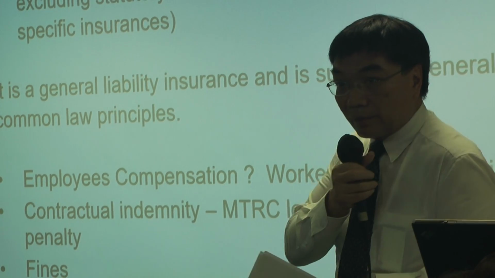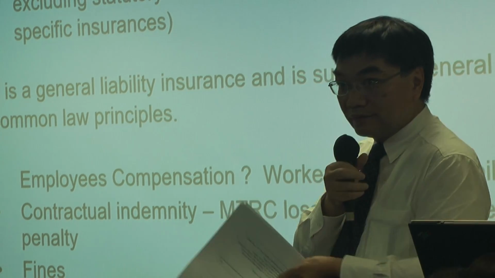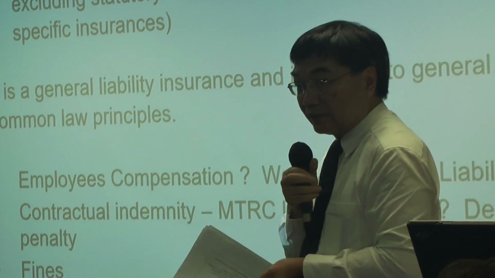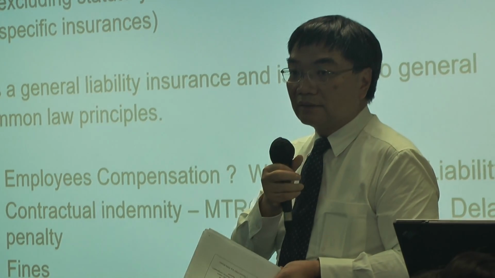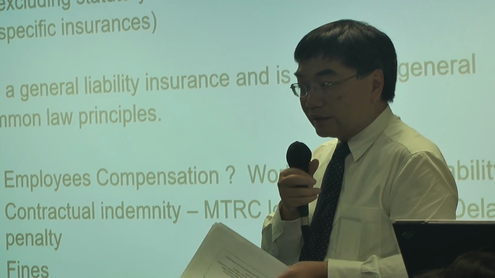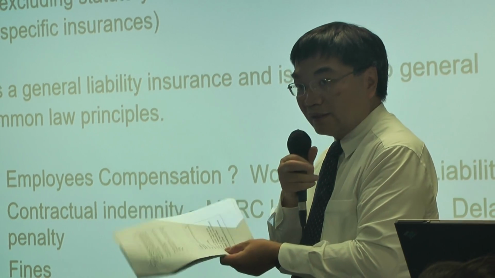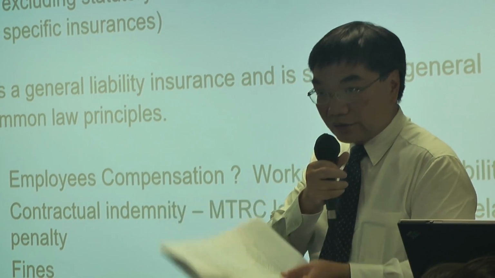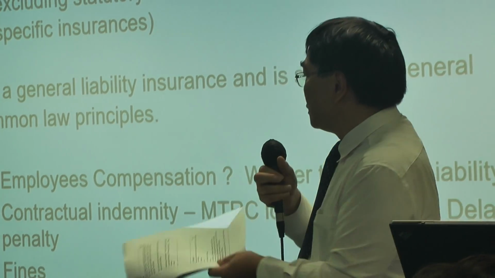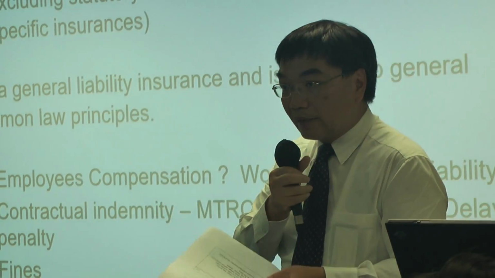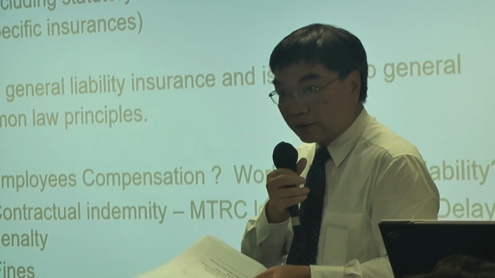So how about injury to employees or the workers at site? Is it covered? No. It is one of the exclusions under the contractor's all risks policy, because workers at site are compulsorily insured under the employees' compensation insurance policy. So to avoid any duplication, the CAR policy has the exclusion to exclude injury to workers.